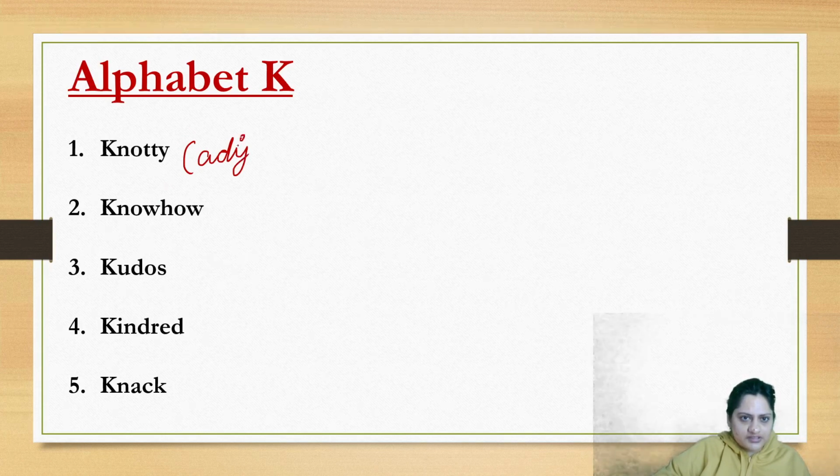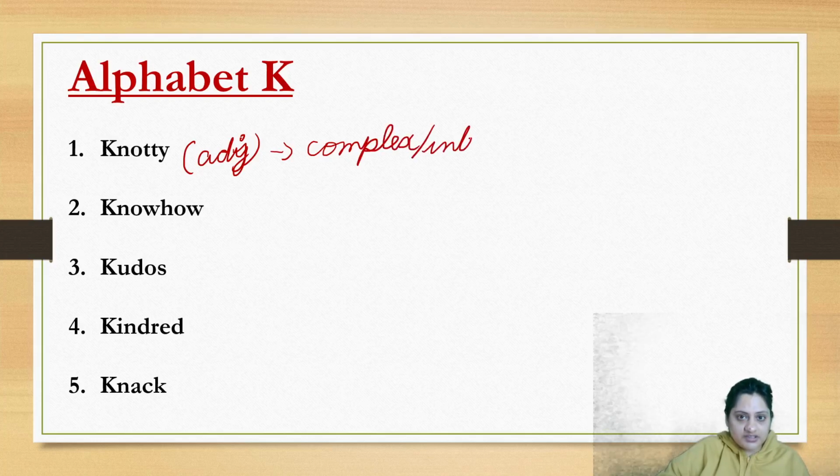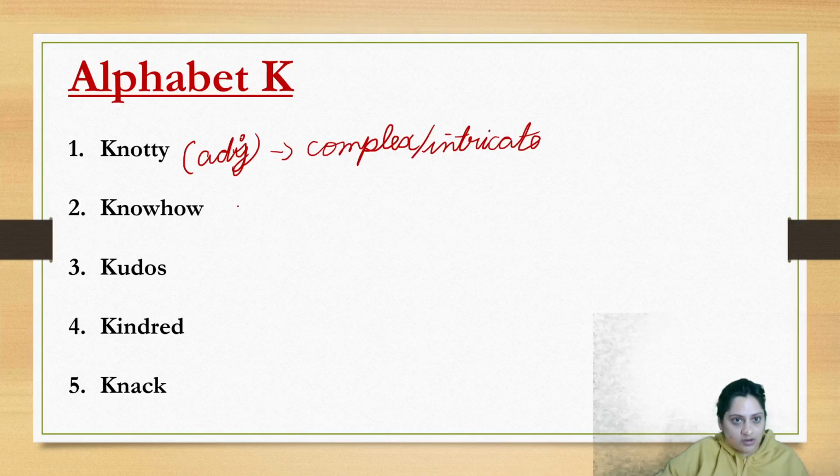Knotty here is an adjective, which means complex, confusing, intricate, tangled. Okay, it is not solved. A knotty legal problem, a legal problem which is very complex.